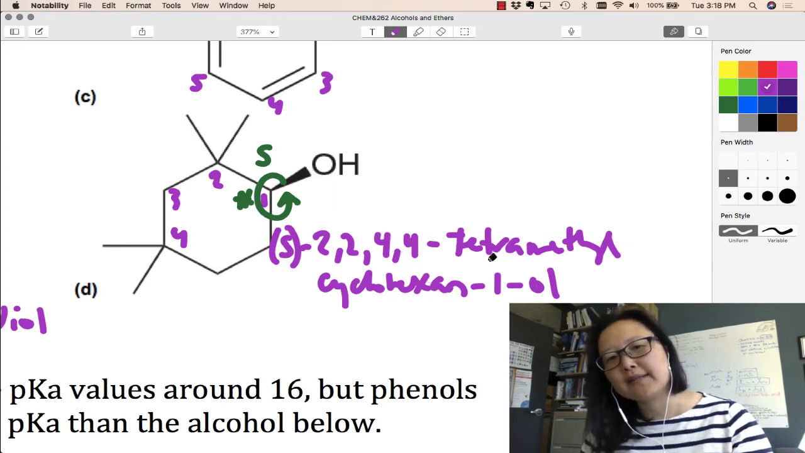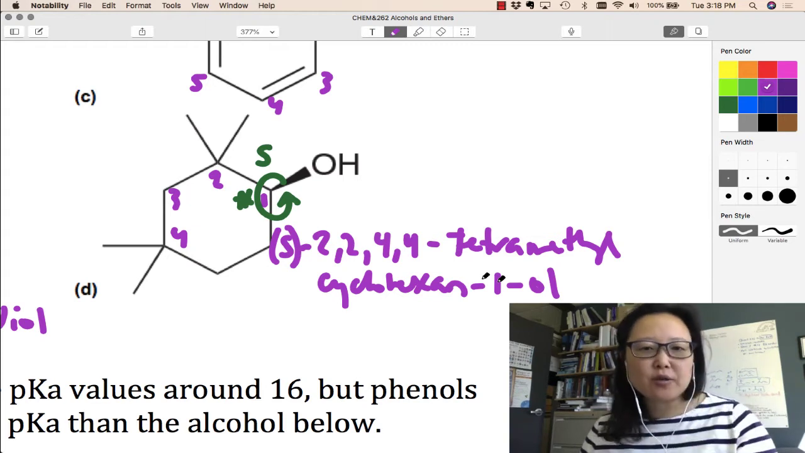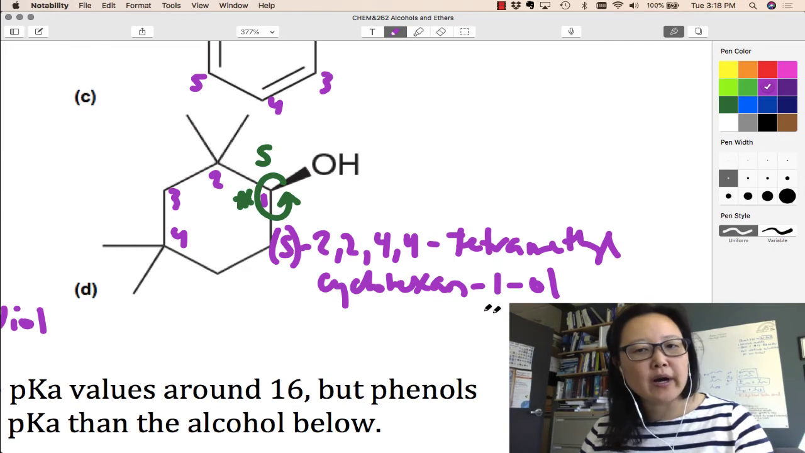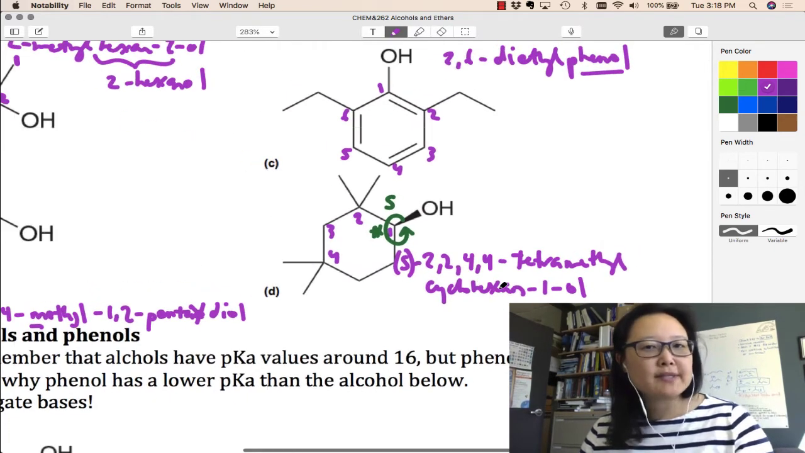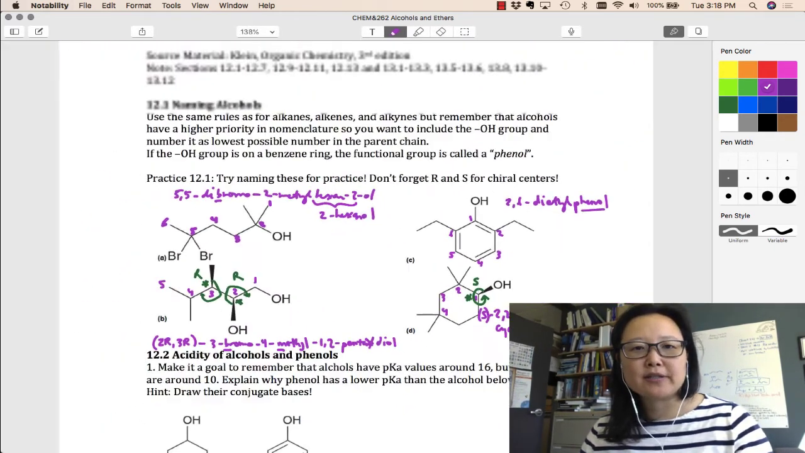So you want to put the 1 there just to emphasize. You can do 1 cyclohexanol or cyclohexane 1-ol, but it helps to have that 1 there because you really want to specify with alcohols where the OH group is.